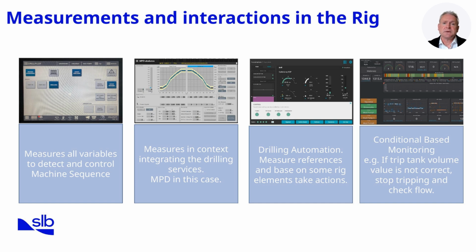Here, systems measure references such as weight on bit or torque, then automatically adjust rig elements to optimize rate of penetration and maintain stability. Finally, the fourth box shows conditional monitoring. If values deviate, for example, an unexpected trip tank volume, the system halts tripping and checks flow before resuming, preventing escalation. Together, these interactions enable safe, optimized, and automated drilling workflows.